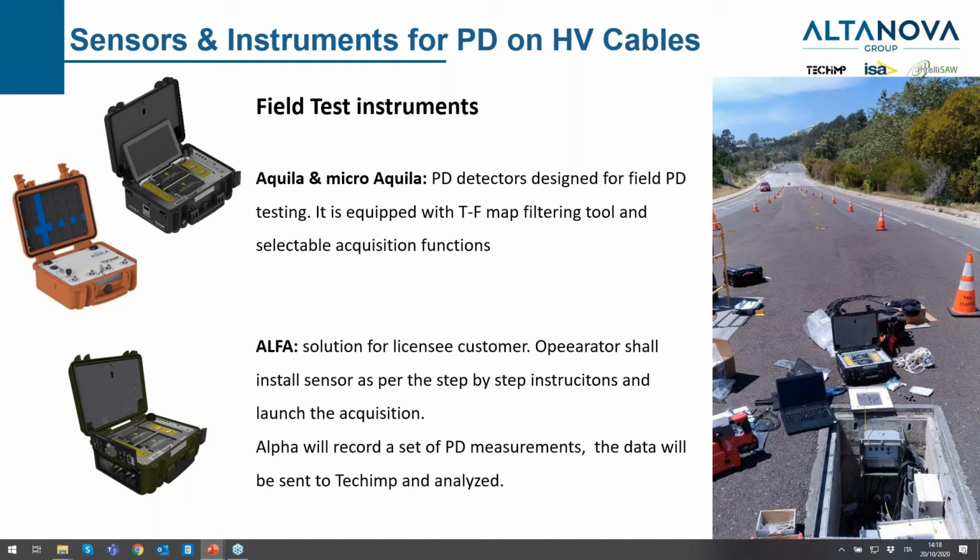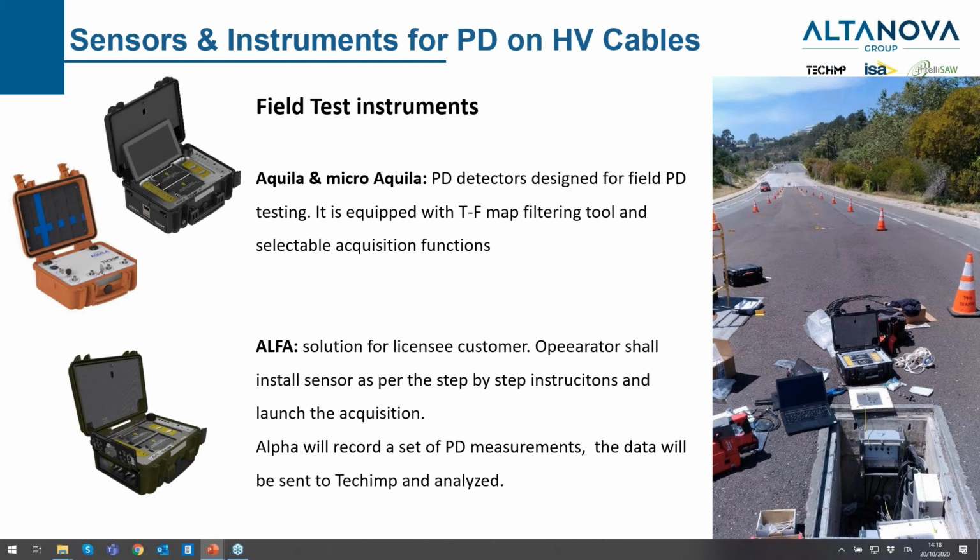Both Aquila and Micro Aquila are battery equipped instruments. They can also work on automatic monitoring sessions, so they are able, given a time span between two different acquisitions, to automatically acquire data for a longer period, from a few hours up to a few days. The data will then be stored in the memory of the instrument itself and can be downloaded and studied by operators at the end of the monitoring session. The second instrument of the field test instrument family is the Alpha.